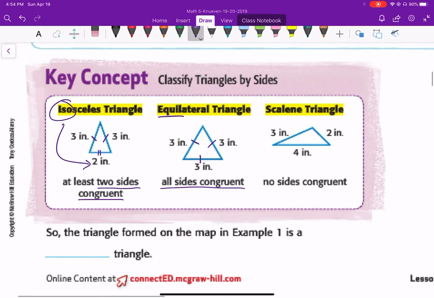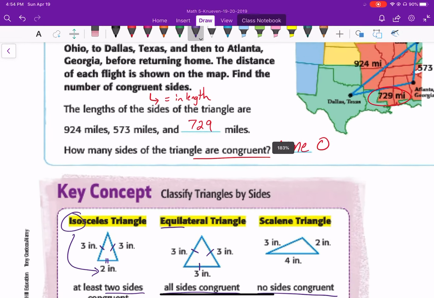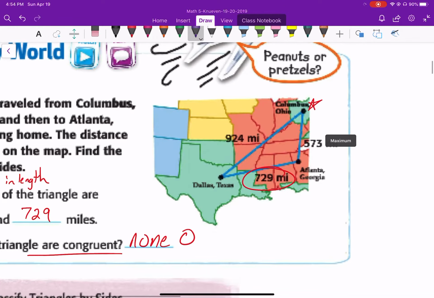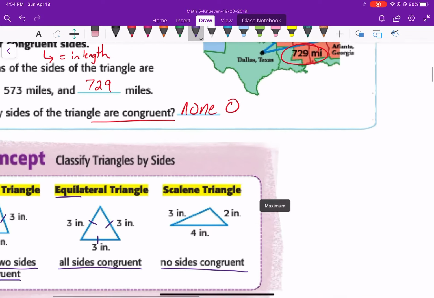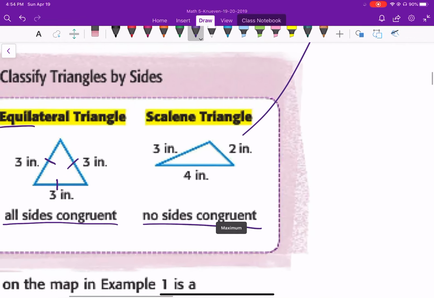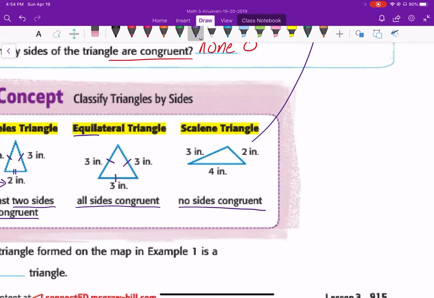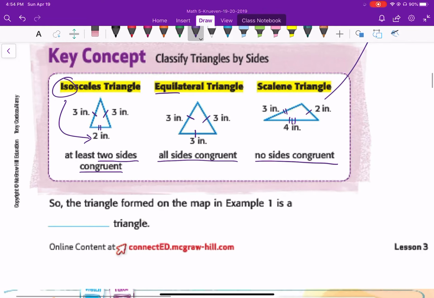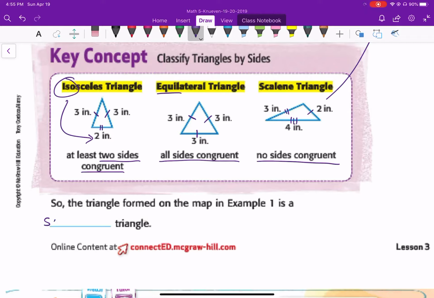And then we have scalene. Scalene means that no sides are congruent. Just like the picture of our map above, no sides were equal to each other. So this would be a scalene triangle. If I want to draw my little hash marks, that's 1 hash mark, this would be 2, and this one would be 3, showing that no sides are the same. So the triangle found in the map, we already answered this, is scalene. And we spell scalene S-C-A-L-E-N-E. Always refer back to the book and what you see to be able to spell it correctly.